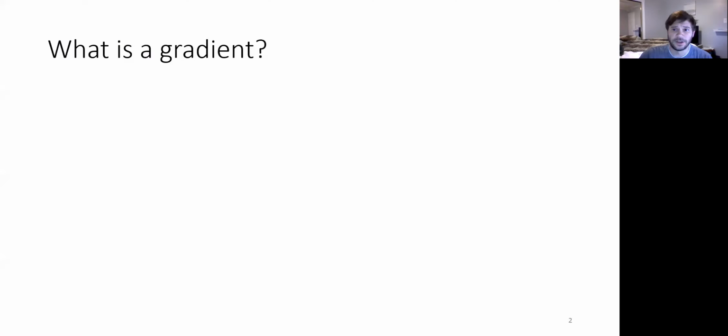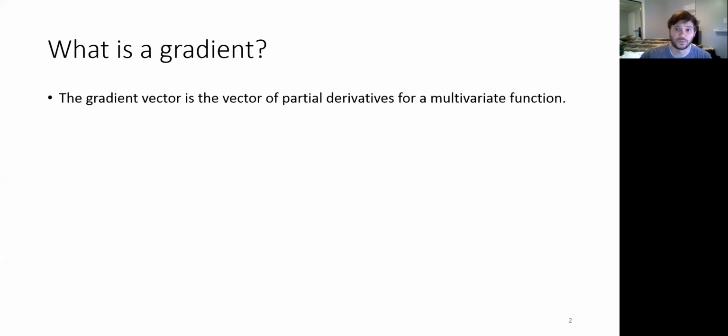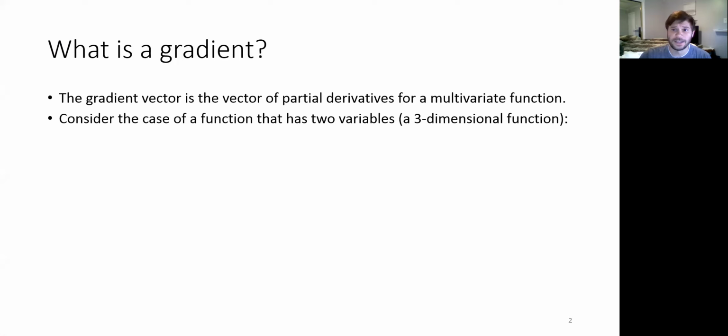So the gradient vector, mathematically, is a vector of partial derivatives for a multivariate function, so for a function that depends on more than just one independent variable. We're going to consider the case of a three-dimensional function. This is a function that has two independent variables and one dependent variable. Here z is the dependent variable. It depends on some function of x and y. So there are three dimensions here. Z you can think of as the vertical dimension, and then x and y are two different dimensions in a horizontal plane. The gradient vector then is going to be given by the following.